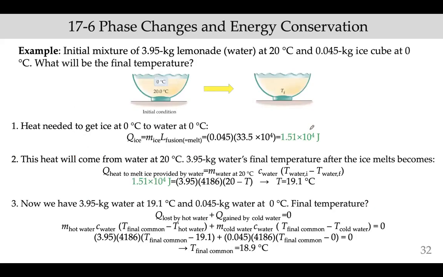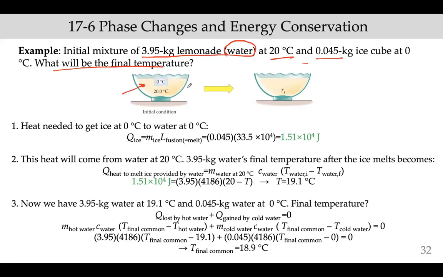Now, this is an application of the energy conservation. In this example, we have an initial mixture of 3.95 kilograms of lemonade, which we can think of as water, at 20 degrees. And you add some ice at 0 degrees. The amount of ice is 0.045 kilograms. What will be the final temperature after they reach equilibrium?